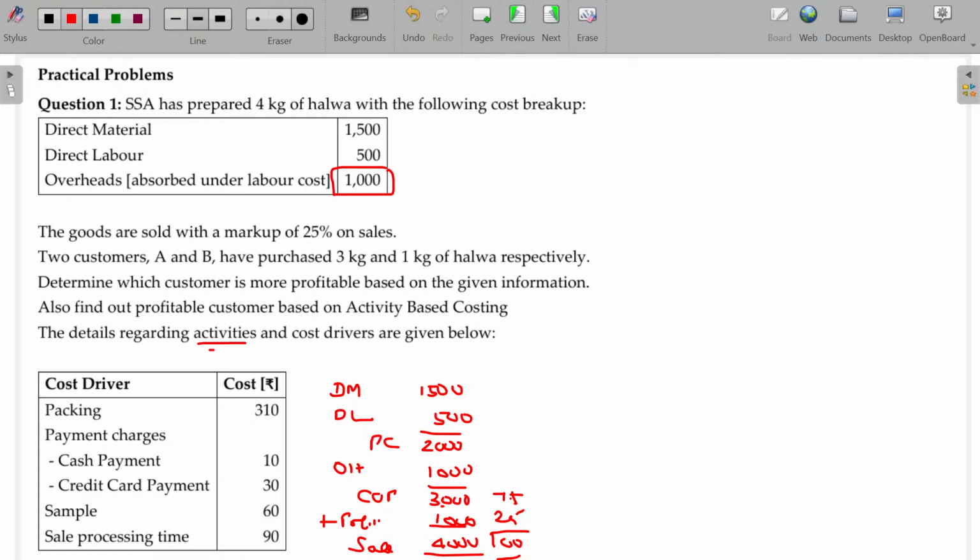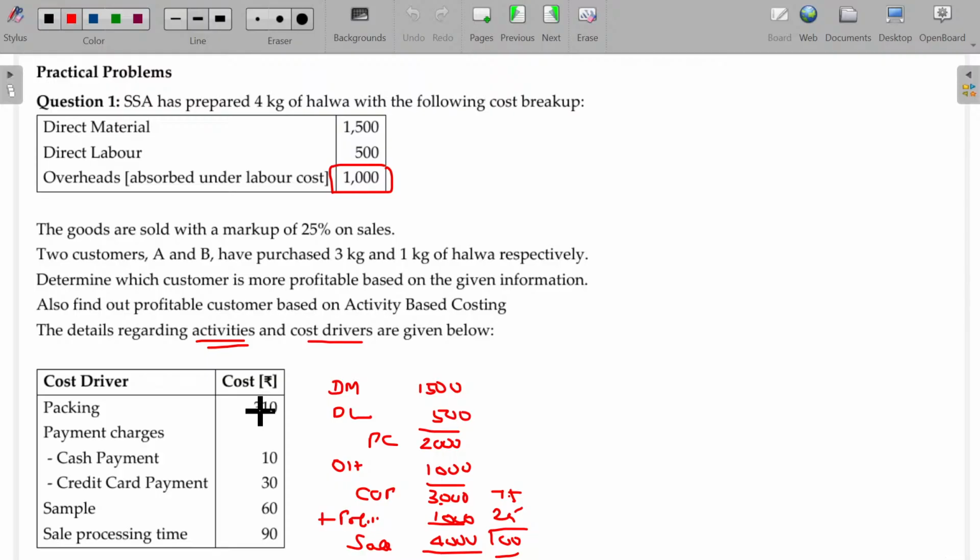Details regarding activities and cost drivers are given below. Here, packing cost 310, cash payment 10 rupees, credit card payment 30 rupees, sample 60, and sale processing time 90. Come on, get me the total of this.